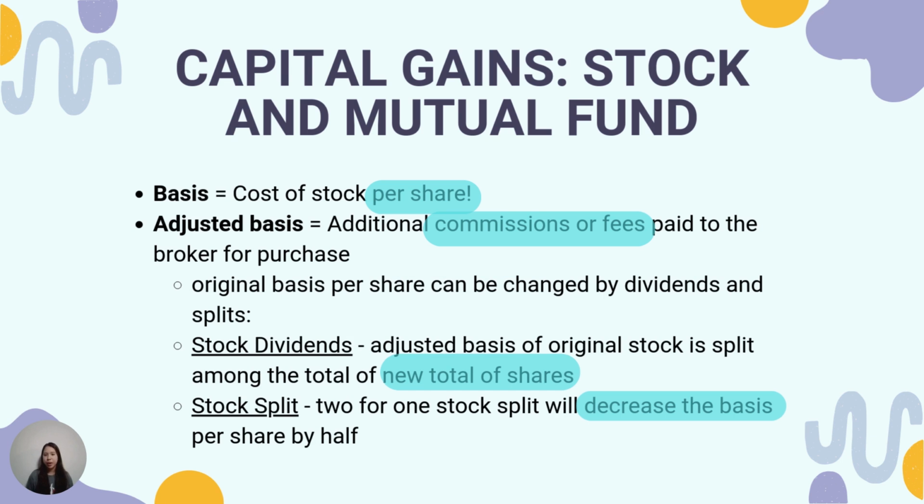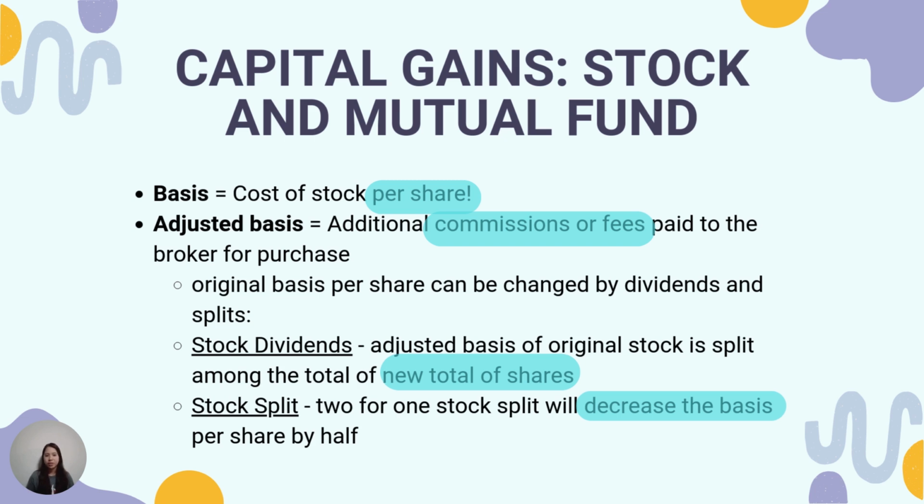So the first type of capital gains that we're going to be talking about today is the capital gains of a stock and mutual fund. And in order to find this out, you're going to first need the basis. And the basis is the cost of stock per share. So that is what you paid for a stock. Say I'm a taxpayer, I paid for one share of Apple stock for $300. That's your basis. It's how much money you're putting into the asset.